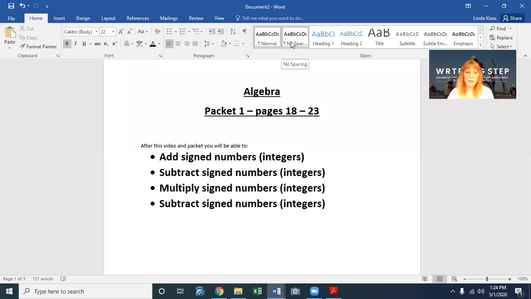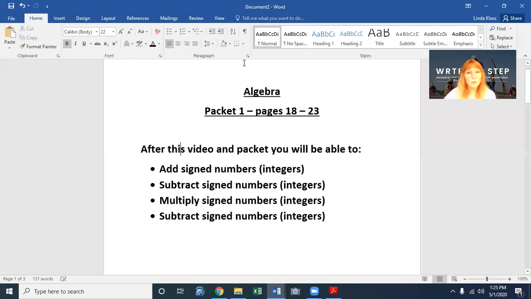So in this packet, you will be learning how to add and subtract signed numbers, which are also called integers. In case you get a question asking you about integers, it's just signed numbers. And you will be learning how to multiply and divide signed numbers. These are things you would have done in middle school, and it might be a while for some of you, so it's great to review this. So let's talk a little bit about some of these things.